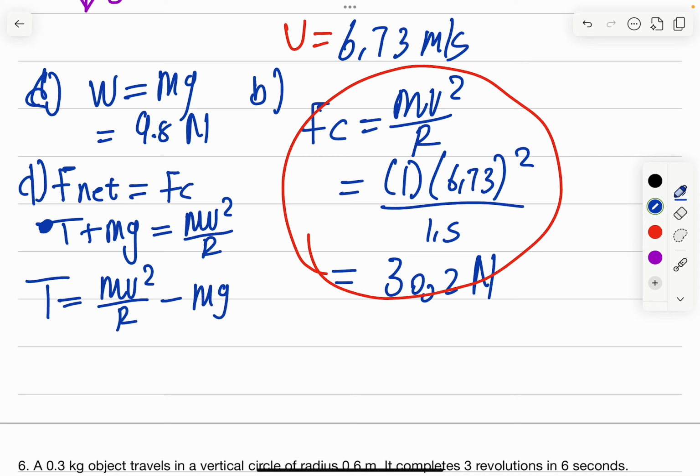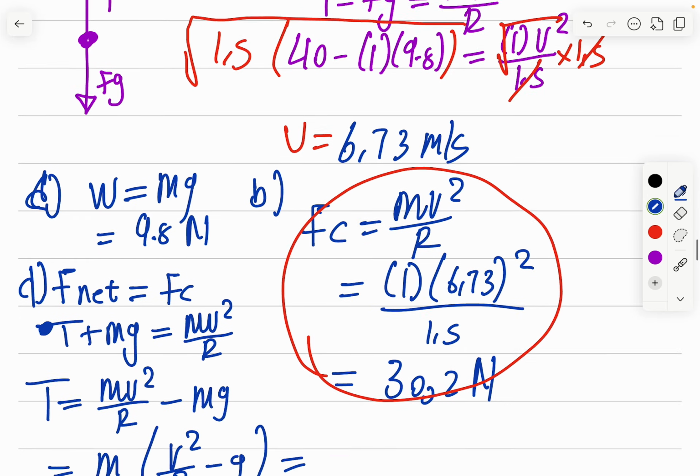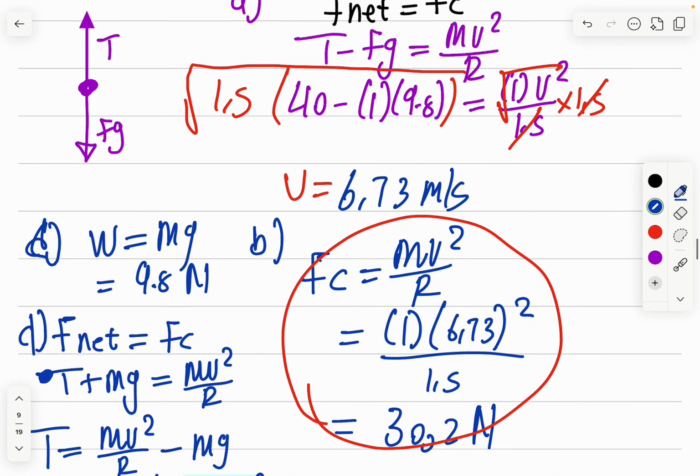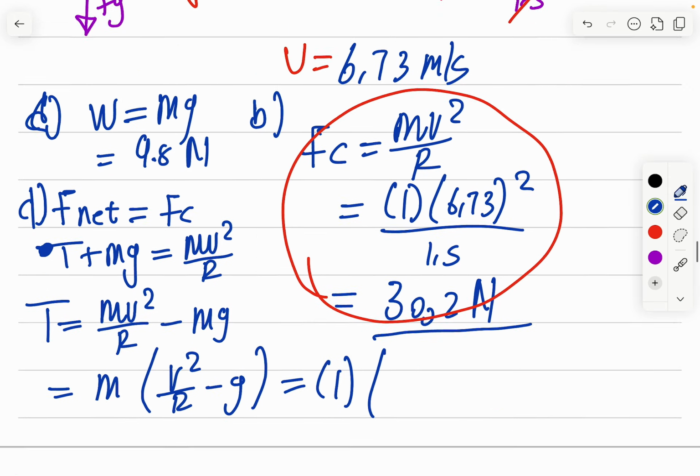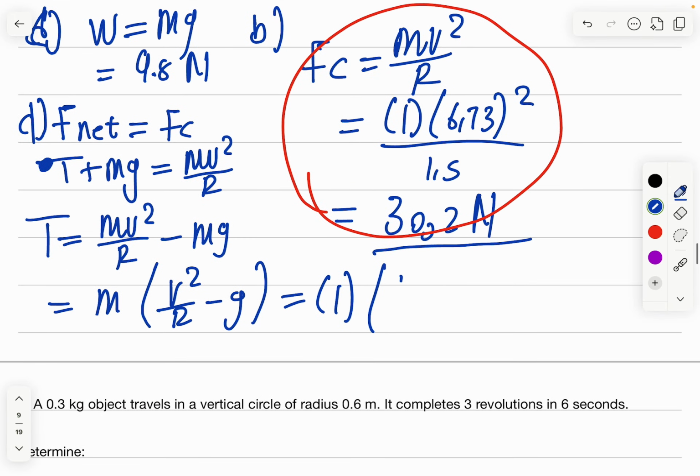Minus mg. Let's do a little bit of mathematics and save time. Let's remove the common factor of mass. I'm going to have v squared divided by r minus gravity. And if you check, we calculated this centripetal force there at the top, and we got it as what? As 30.2. It means the mass is 1. That is why I removed the common factor, to save time. The velocity is what? They gave me the velocity, 6 squared. I'm going to have 6 squared divided by the radius, which is 1.5, minus 9.8.